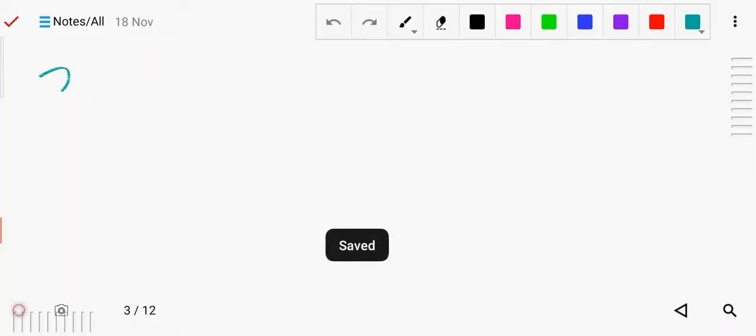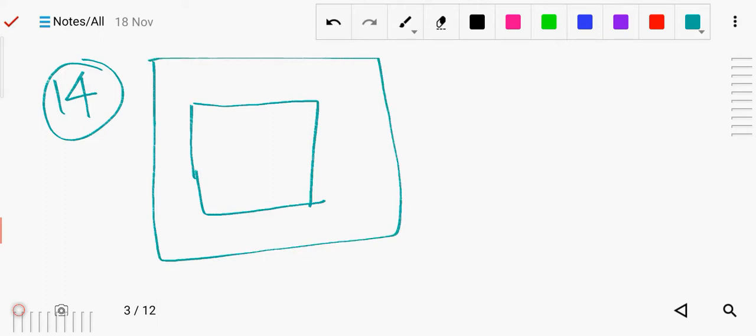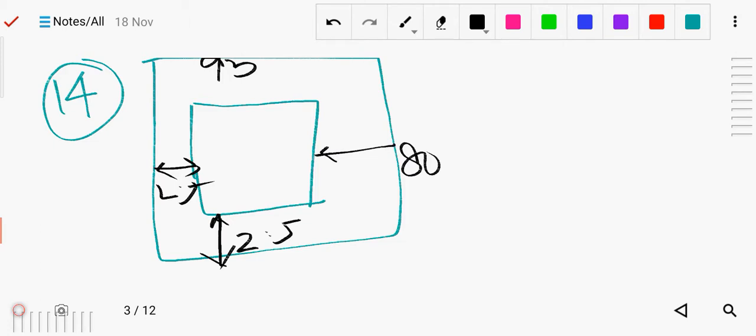So here it was like this: one small rectangle inside and one big rectangle. So not a square actually, this is a rectangle. Its dimensions are given: this is 93, this side is 80, and this width is 2.5 all around. This side is also 2.5, and this side is also 2.5.